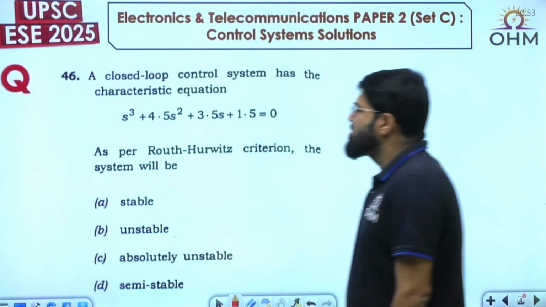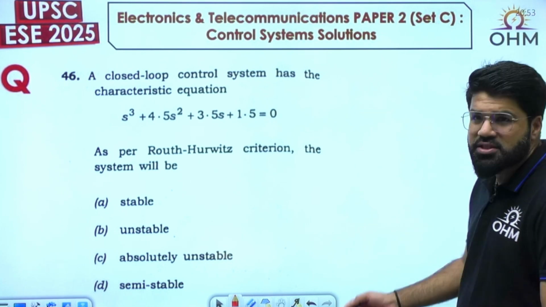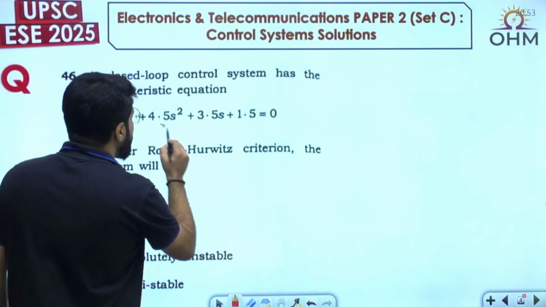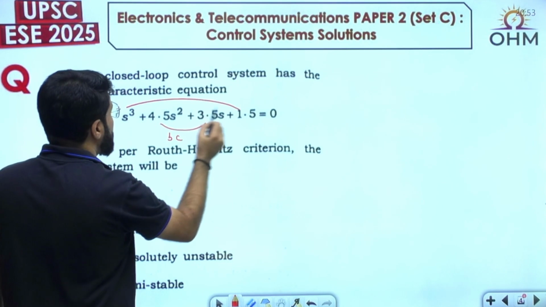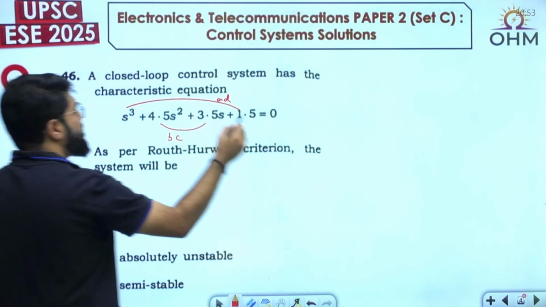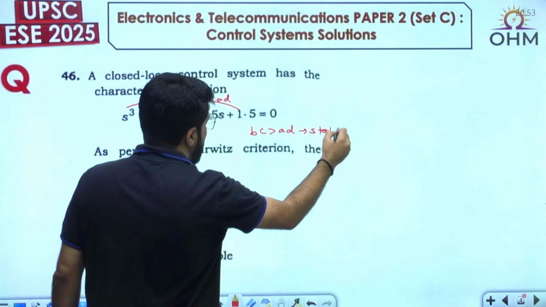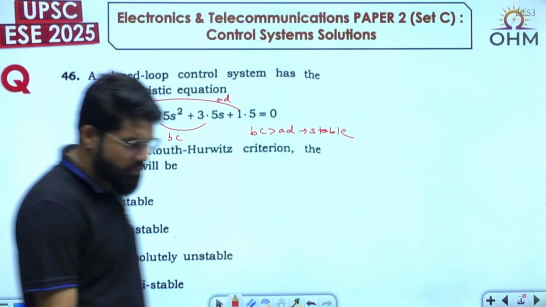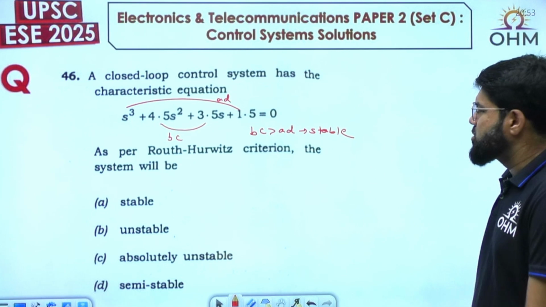The closed loop control system has the characteristic equation given, and as per the Routh-Hurwitz criteria, the system is what? So it's a cubic equation. You can feed it into the Routh array, or you can clearly observe that the inner term product BC and the product of outer terms AD, this is 1.5 and this is 4.5 into 3.5. So very clearly BC is greater than AD, hence the system has to be stable. That is what you really know about the cubic equation. So the answer is stable.